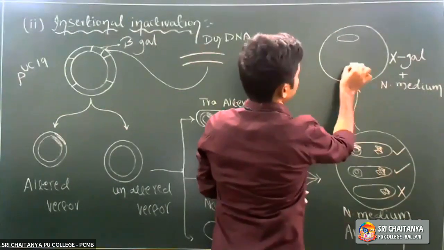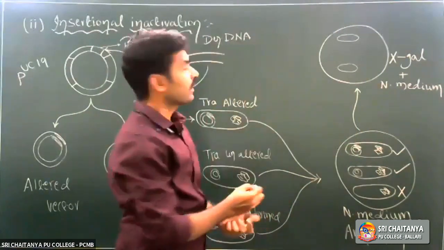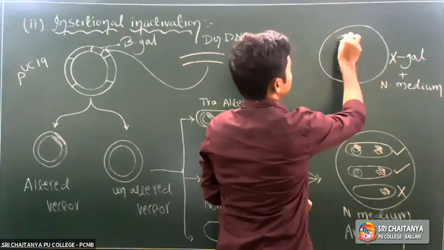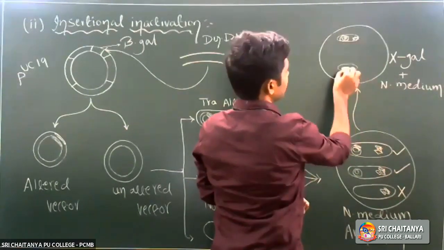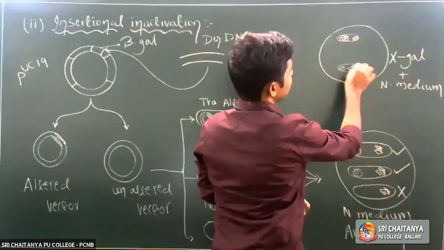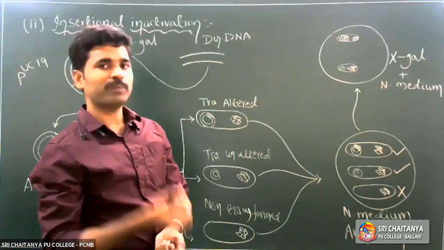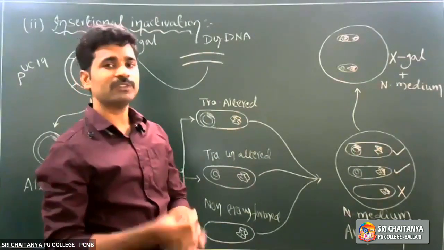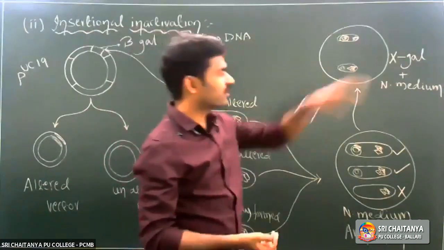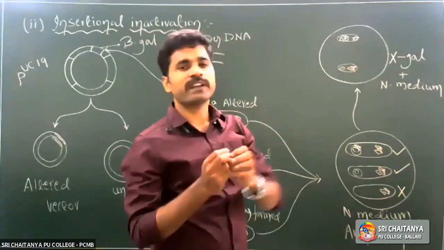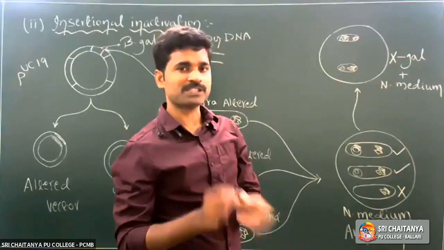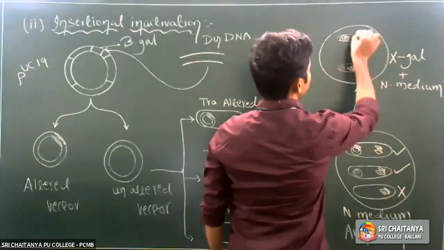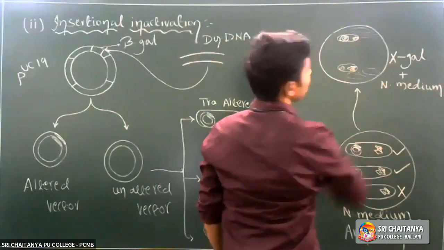See like this. Here are the altered vector containing bacterial cells. These are unaltered vector containing bacterial cells. Both of them undergo rapid binary fission and form colonies. Colony means a group of bacterial cells. By utilizing this nutrient medium, both cells undergo rapid division, rapid multiplication, and binary fission, and form colonies.